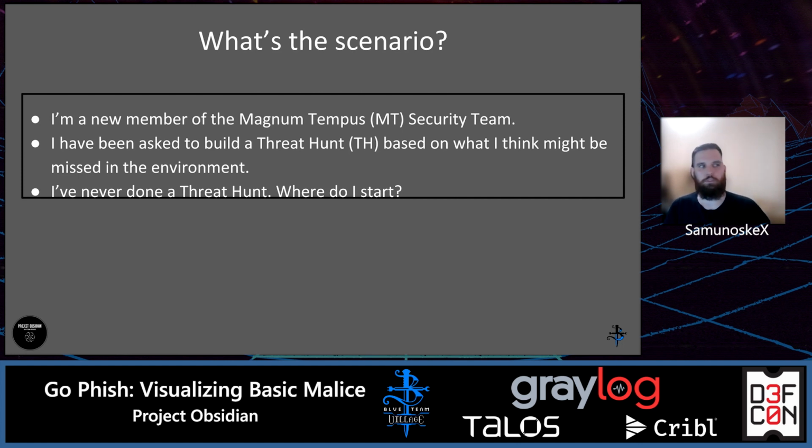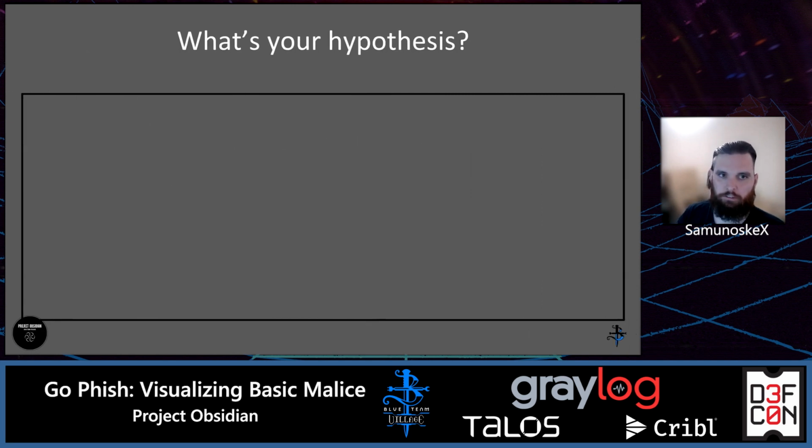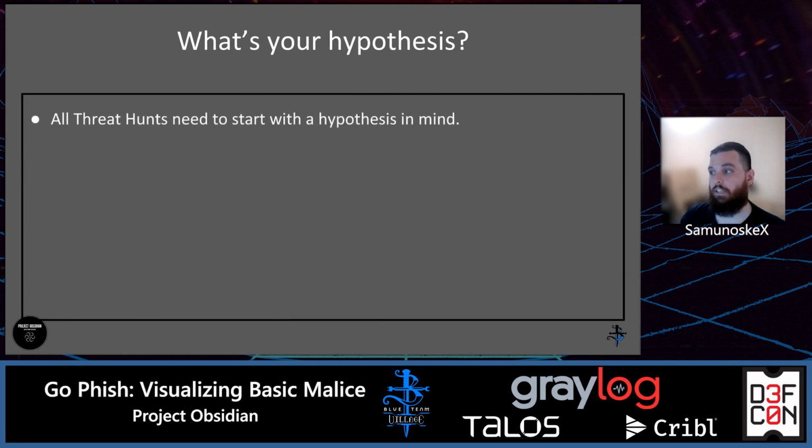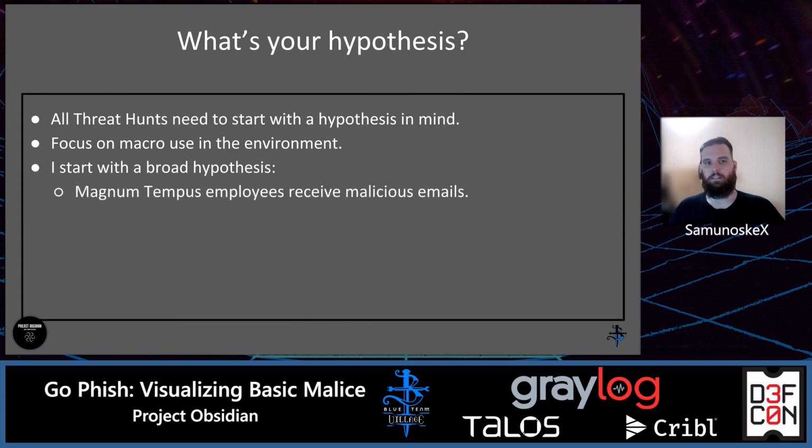First things first, we need to start with a hypothesis. All threat hunts need to start with a hypothesis in mind because you need to know what you're looking for. For me, I'm focusing on macro usage in the environment, so Visual Basic for Applications macros. I'm going to start with a broad hypothesis, and I'm going to presume that Magnum Tempus employees receive malicious documents or malicious emails.